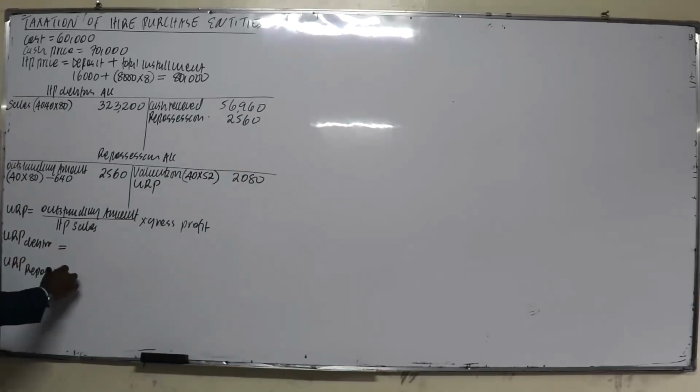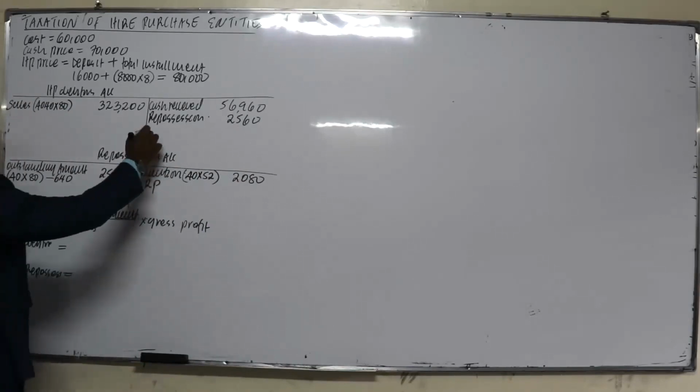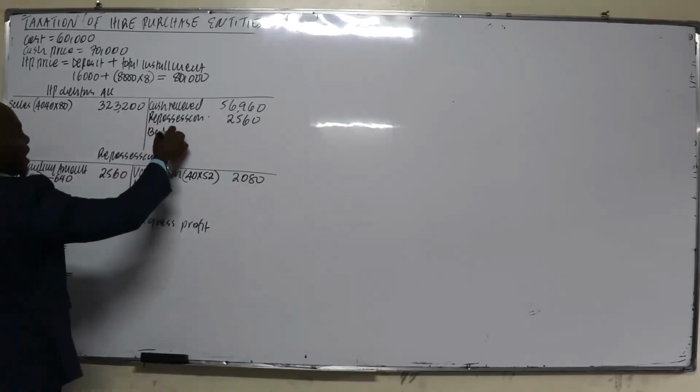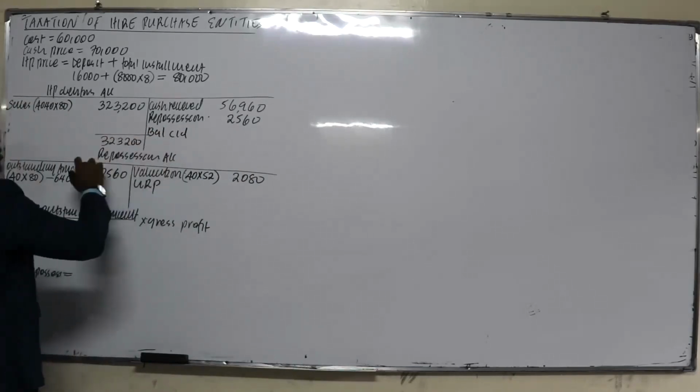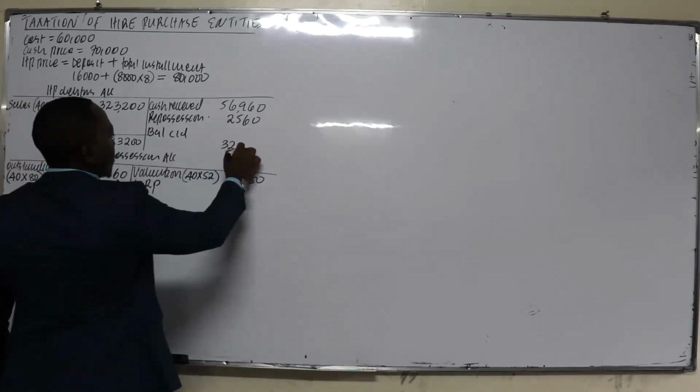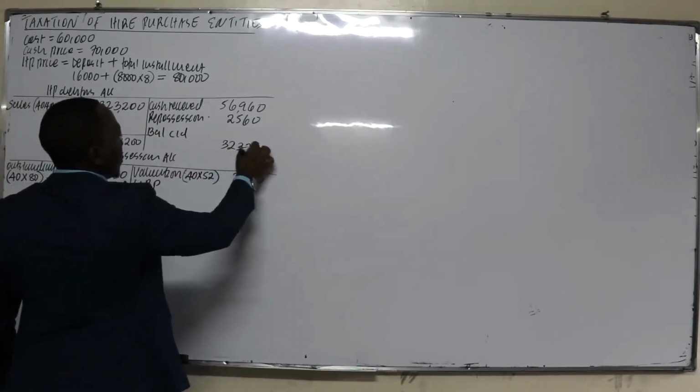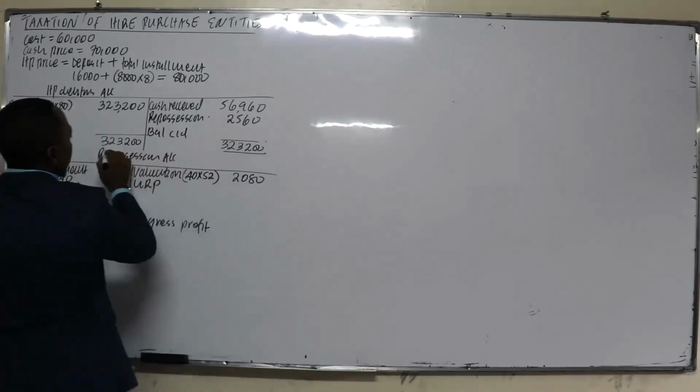Let's start with the debtors, outstanding amount. So give me the outstanding amount. That means the balance carried down. So this one will be like that. How much will be the balance carried down?